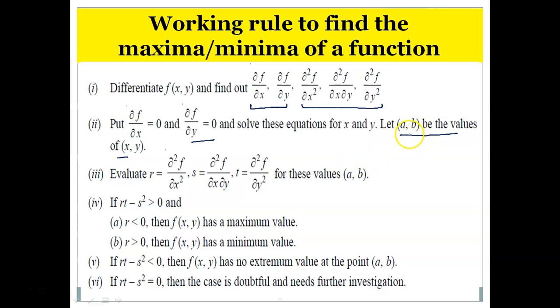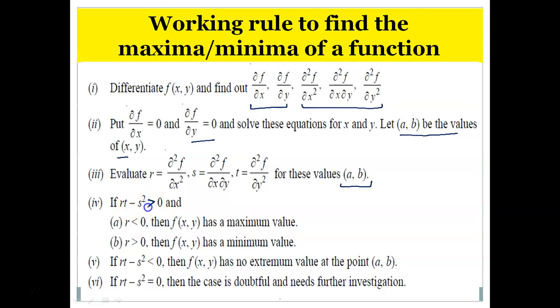Then how do we identify whether this (a, b) is a point of maxima or a point of minima? For that, we first obtain the second order partial derivatives. We call del square f over del x square as r, s equal to del square f over del x del y, and t is del square f over del y square. We obtain the values of r, s, and t at the point (a, b), and then check rt minus s square.